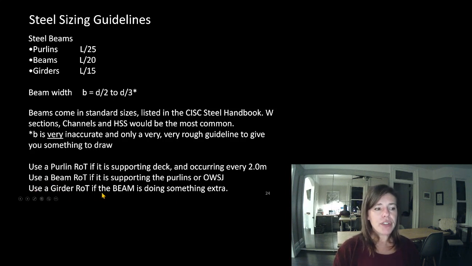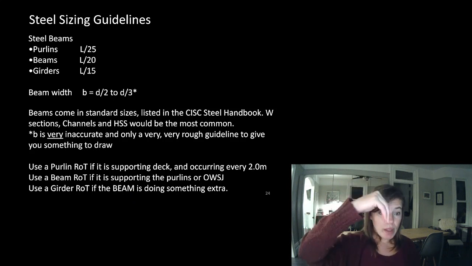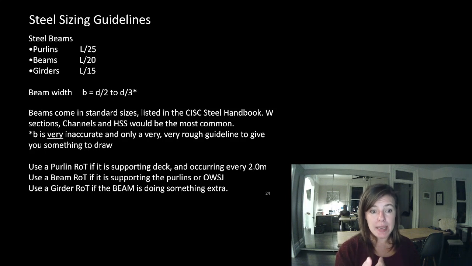You would use a girder sizing guideline if the beam is doing something extra. So maybe there's a point load on top of it. Maybe there's another beam framing into it. If you want to think about it as them all being beams, the purlins aren't working very hard, the beams are working about normal, and the girders are working just a little bit extra. It's almost better if you don't call them purlins, beams, and girders. Call them a beam not working very hard, a beam working about normal, a beam working really hard is another way you could think about it.